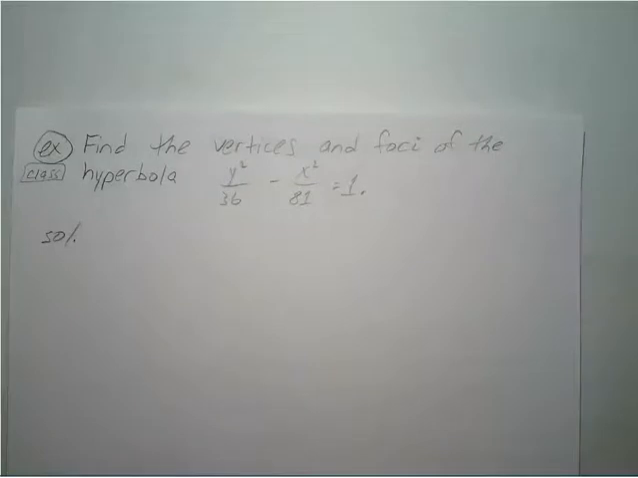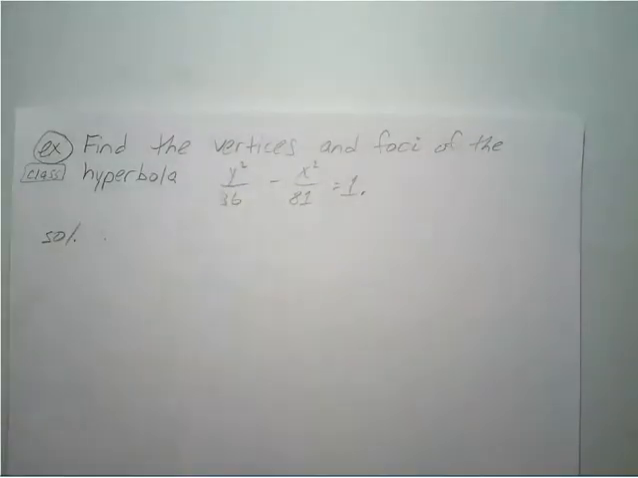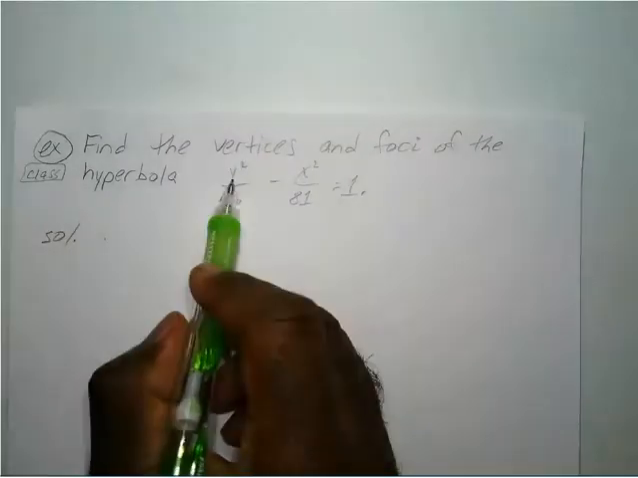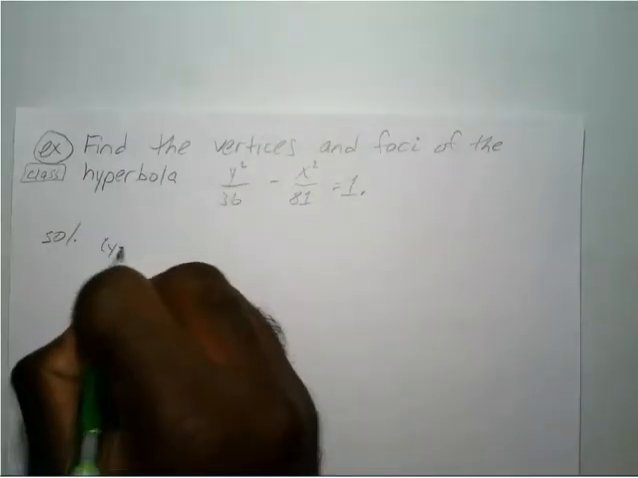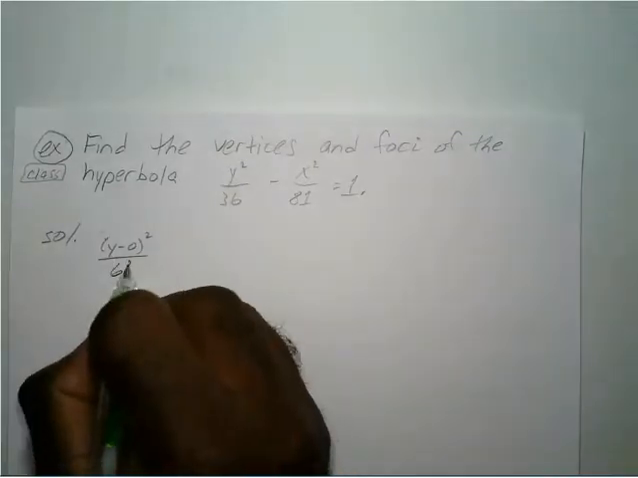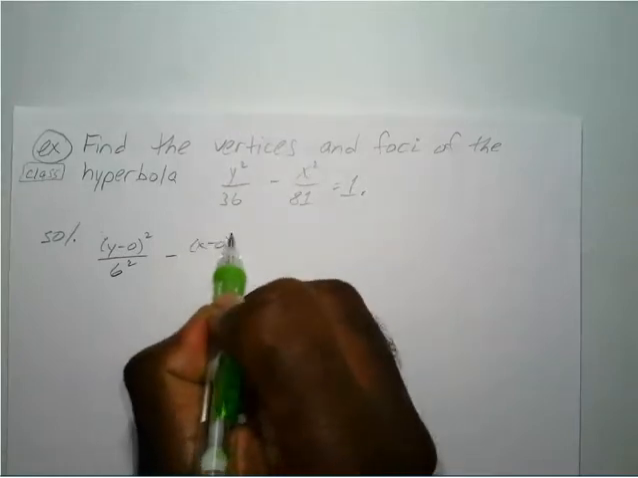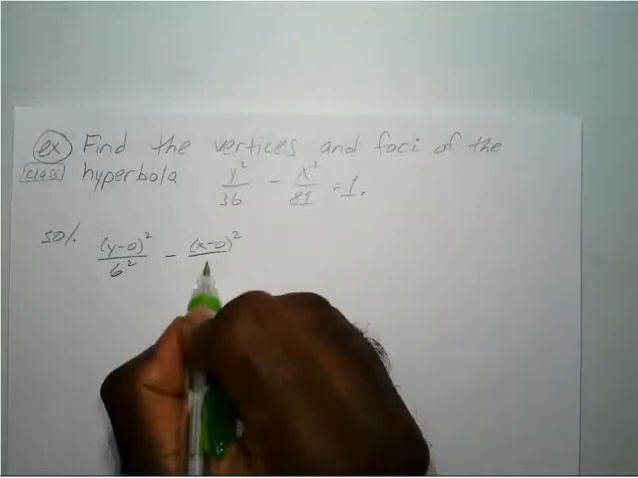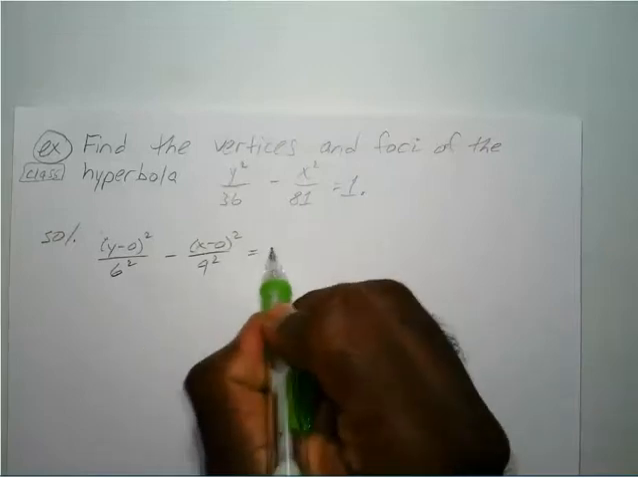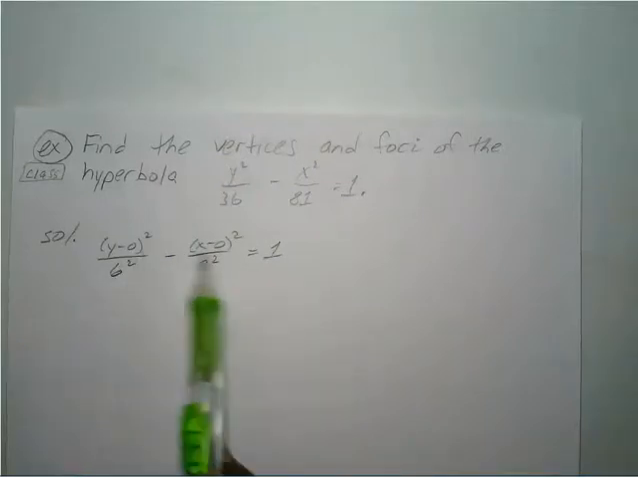So again, first thing we're going to do is rewrite it. You have y squared. Now, if you wanted to, which you don't have to, you can make that y minus 0 squared over 36, which is 6 squared, minus x minus 0 squared over 81, which is 9 squared, equals 1. This way you don't have to do it, but it reinforces that it's centered at the origin.